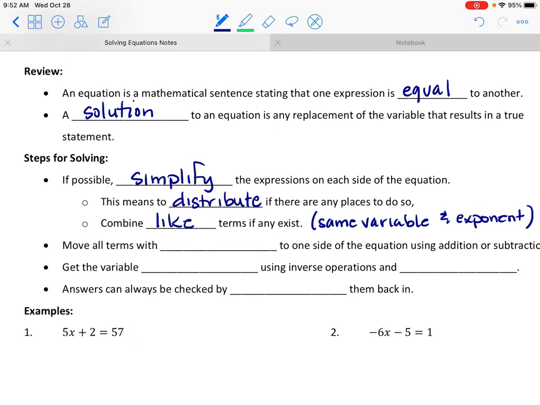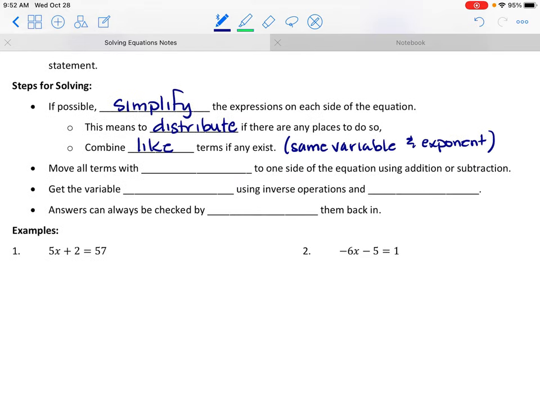Okay? Then, if we have variables on both sides of the equation, we have to get them together. So it's almost like combining like terms again, except this time we're going to have to move over an equal sign. And to move, we either add or subtract depending on if the term we're trying to move is positive or negative. So we want to move all terms with variables to one side of the equation, and we do that using addition or subtraction.